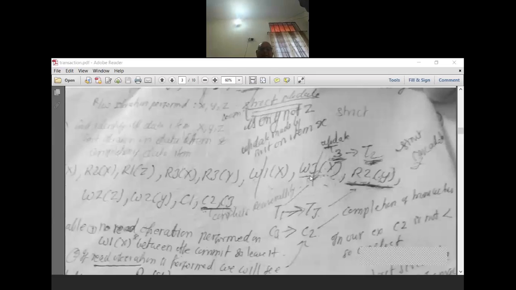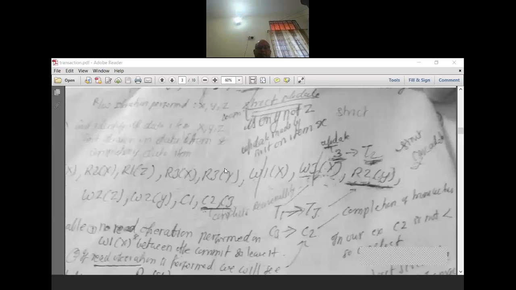I am saying that in between this first update done by transaction 1 and the completion of transaction 1, is any other operation performed on data item X or not? No, sir. So what I said: if no read or write operation is performed on a particular data item in between, that is a strict schedule. Which type of schedule is it? Strict schedule.